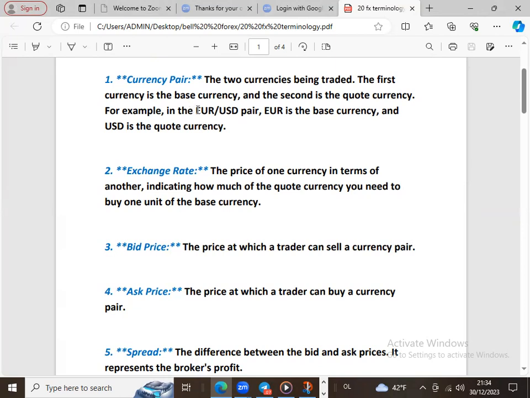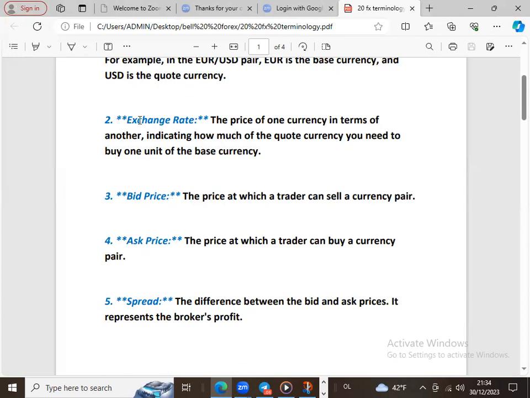So for example, we have EUR/USD, which is a currency pair. And in a currency pair, the first currency is always called the base currency, and the second one is called the quote currency. So in this example, euro is the base currency, and the US dollar is the quote currency.